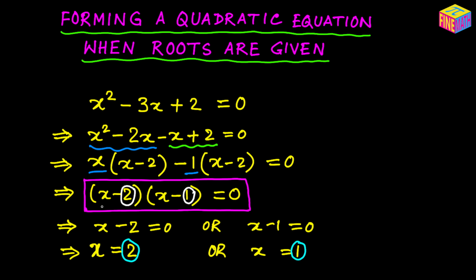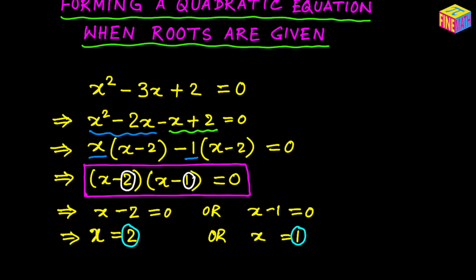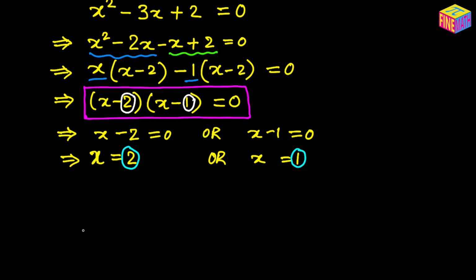So simply by looking at the factors, we can make a good guess that definitely 2 is one of the roots and 1 is the other root of this quadratic equation, right? So from here, can we write it like this? Let's assume that 2 is equal to alpha and 1 is equal to beta.